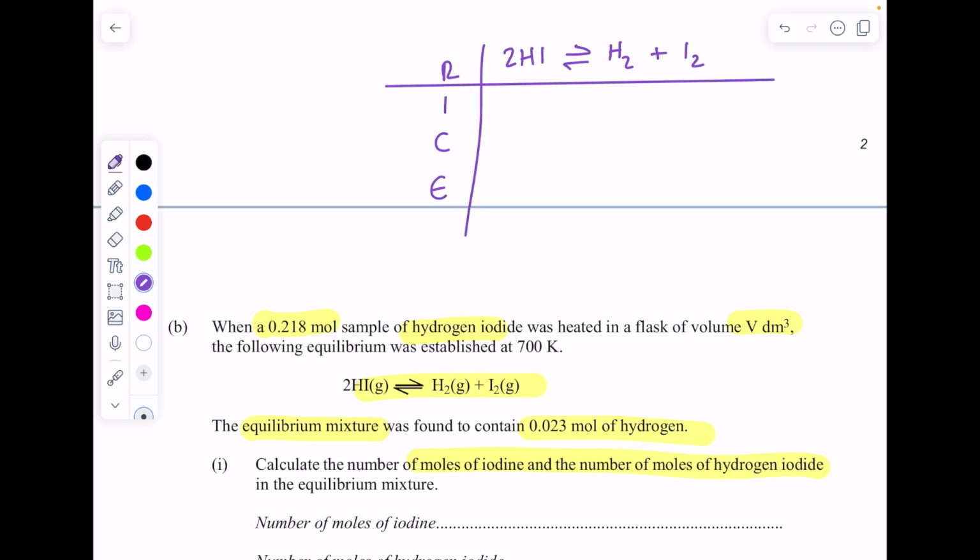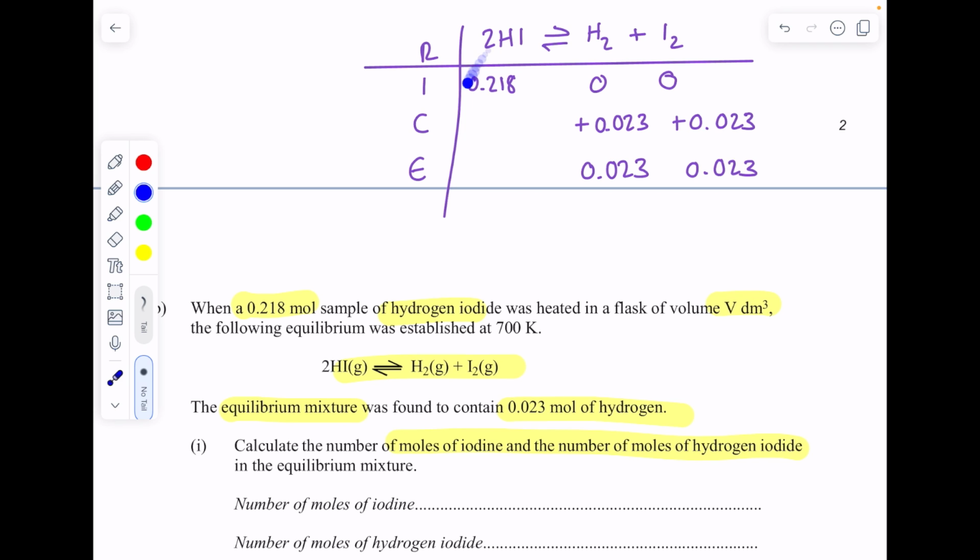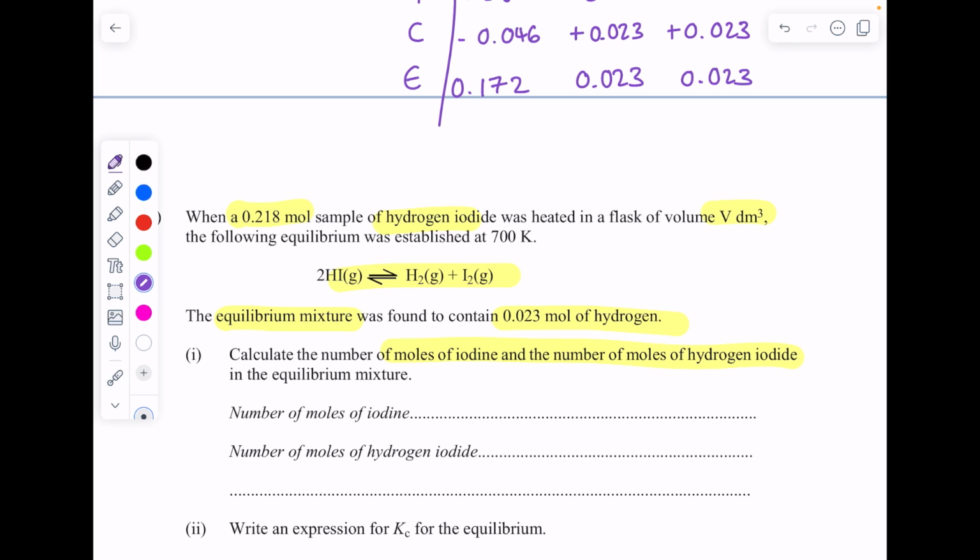So we know we started with 0.218 moles of hydrogen iodide. By definition, we won't have any of our product at the beginning. The mixture was found at equilibrium to contain 0.023 moles of hydrogen, which means we've gained 0.023. Check the mole connection, it's 1-to-1, so again, we can write the same for the iodine. And now, what about the change in moles of our reactant? Just check the mole connection, it's 2-to-1, so we need to double that number here. Obviously, the reactant gets used up, so that's why we're minusing that number. So that's 0.172. So we're ready to just input those numbers here.